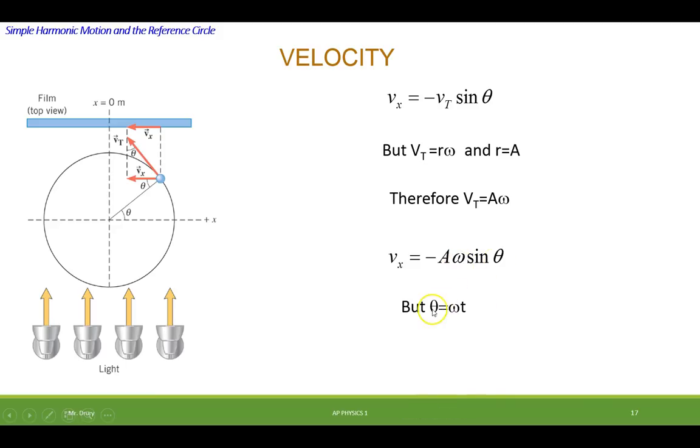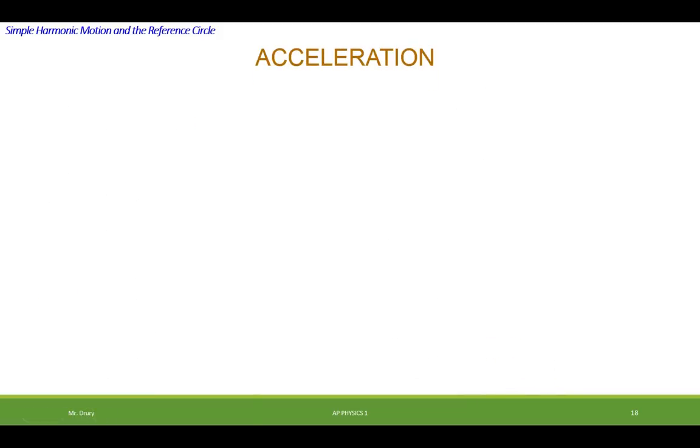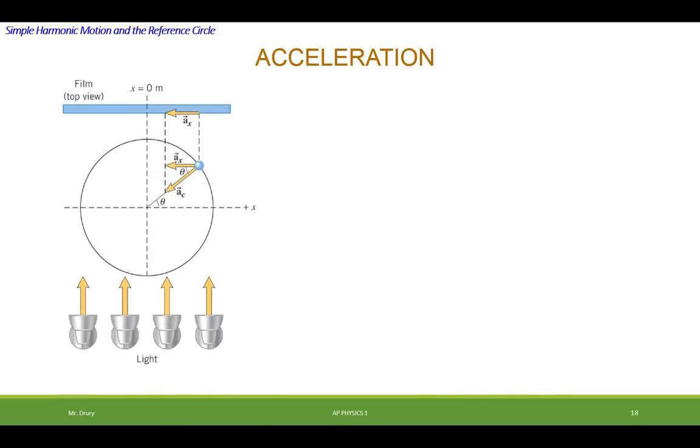But we know that theta is equal to omega times t, just like we did last time. So therefore we can replace this equation with negative a omega sine of omega t, because it's going in the negative direction, or we can write it out this way. All right.